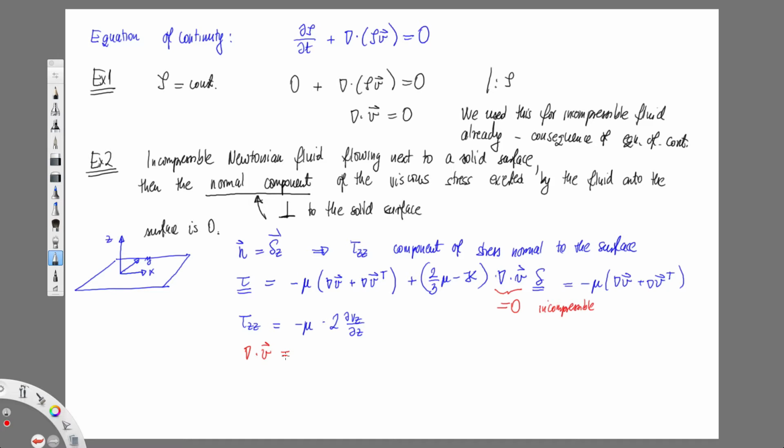In this Cartesian coordinate system, my divergence of V is simply dVx/dx plus dVy/dy plus dVz/dz, and that is equal to 0. Well, I have dVz in both, so basically I can express that my dVz/dz is equal to minus dVx/dx minus dVy/dy, correct?